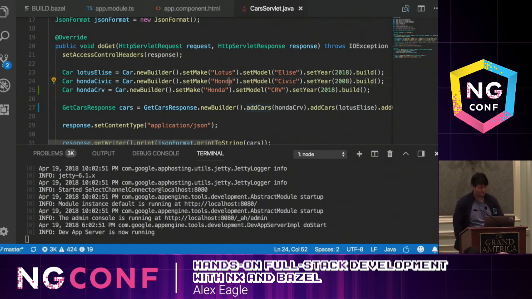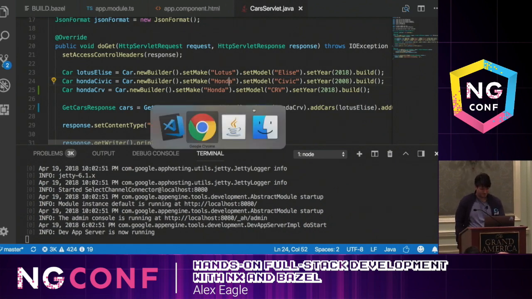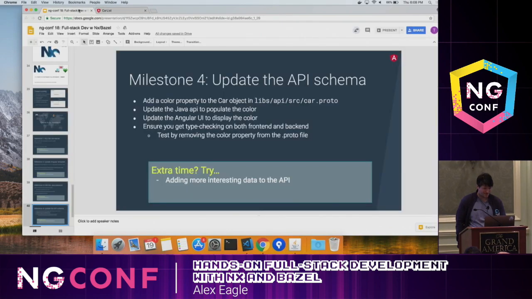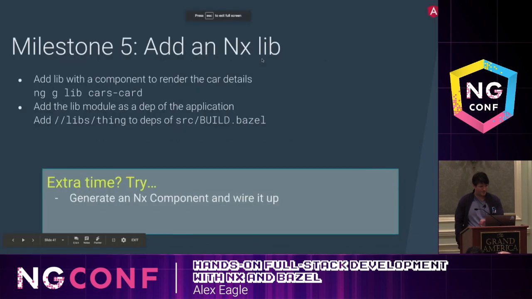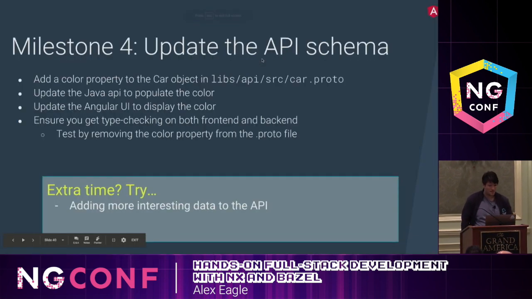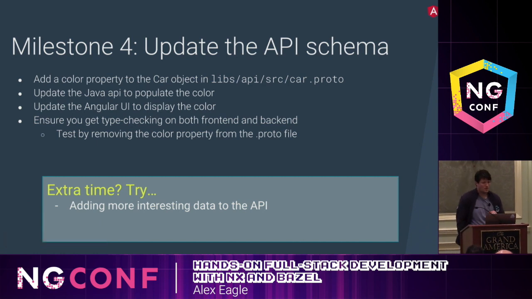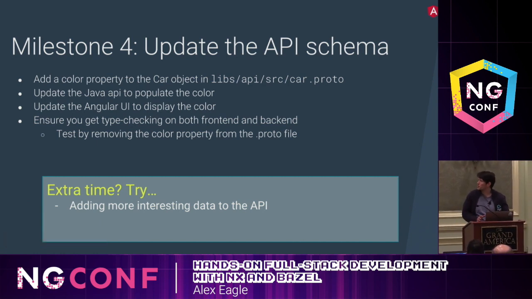Okay. Good? Now it's for the best part. Now it gets even more interesting. So far we only had 3 properties on that car object. Let's add a new one for color.